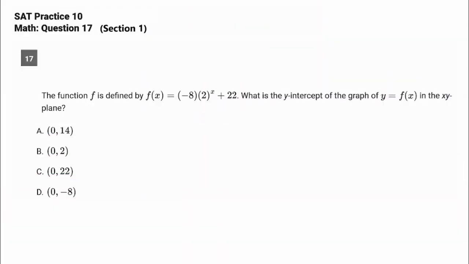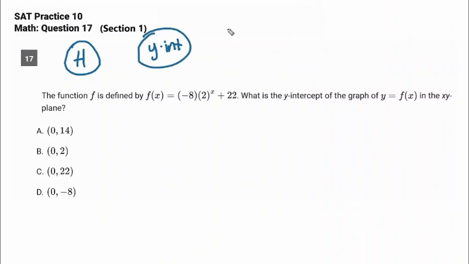We're on SAT Practice Test 10, Math Section 1, Question 17. What's the level of difficulty here? It's hard. In Section 1, questions start to get hard around 15 or 16. The function f is defined by f of x equals negative 8 times 2 to the x plus 22. What's the y-intercept of the graph of y equals f of x in the xy plane? So what are we looking for? Looking for y-intercept. I'm going to write that down and circle it.